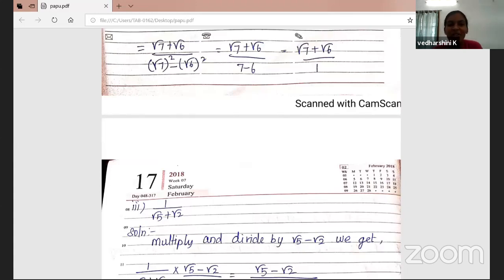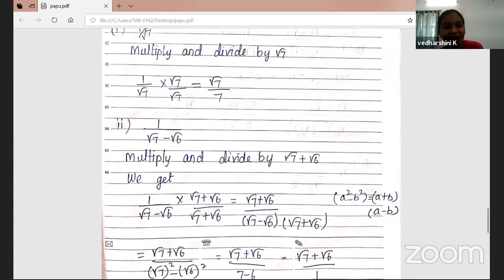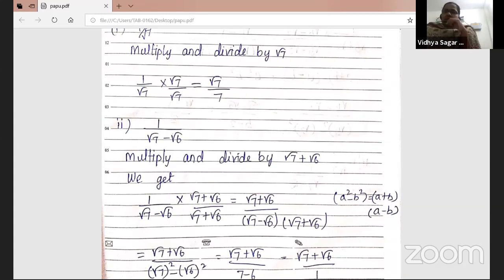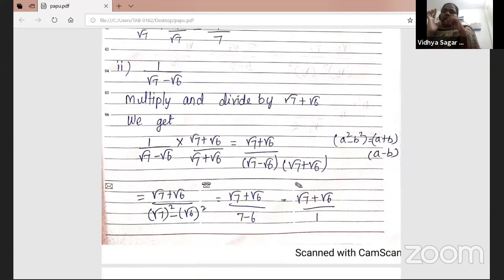Ma'am, rationalize the following denominator in that second sum. In the second sum, the denominator has two numbers for you, root 7 minus root 6. Okay, so it is in minus. You must just change the sign, that is, minus will become plus, and you must multiply the number with the numerator and denominator. So root 7 plus root 6 by root 7 plus root 6. So what will happen? 1 into root 7 plus root 6 will become root 7 plus root 6, right?